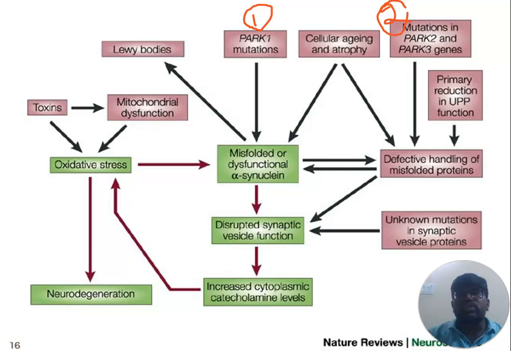These factors may lead to more damage or disruption of the synovesical membrane or synovesical functioning. Because of this disruption, the catecholamine storage and release may get completely affected. That only leads to neurodegeneration. Because of neurodegeneration, we are getting Parkinson's.